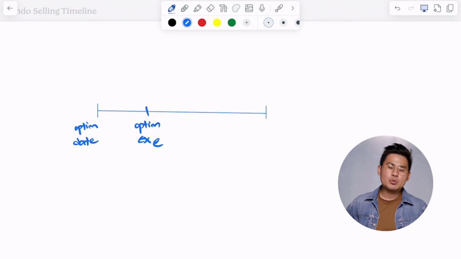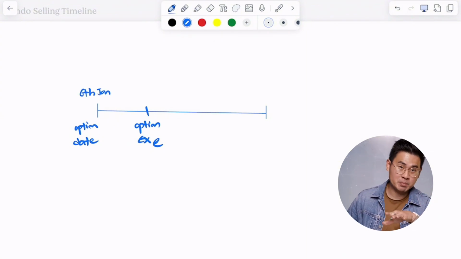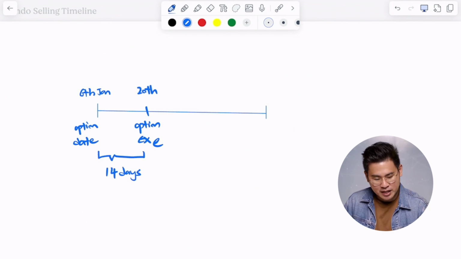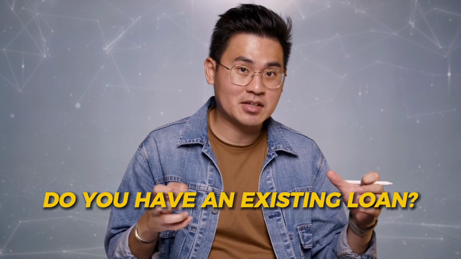So let's say you were to sell your property today, congratulations, it's 6 Jan. Instead of a 21-day option period, the market standard is 14 days. That will be 20th Jan. The question here is, do you have an existing loan as a seller? If you say, I've already fully paid my home, I don't have one, you can actually shorten the completion date to 8 weeks instead of the minimum period of 10 weeks.